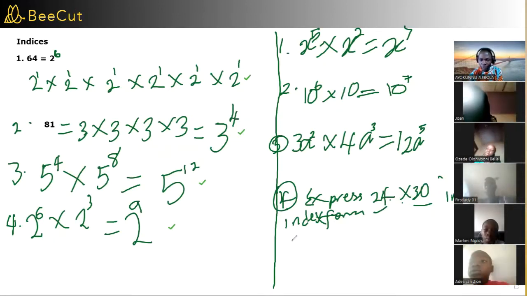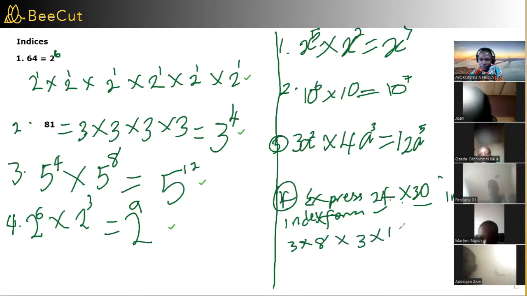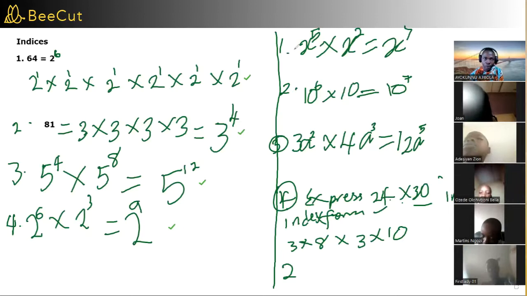You can split 24 into 3 times 8. And you can split 30 into 3 times 10. Yes or no? Yes, sir. Now, how many 3 can you see there? 2. That is 3 raised to power 2.